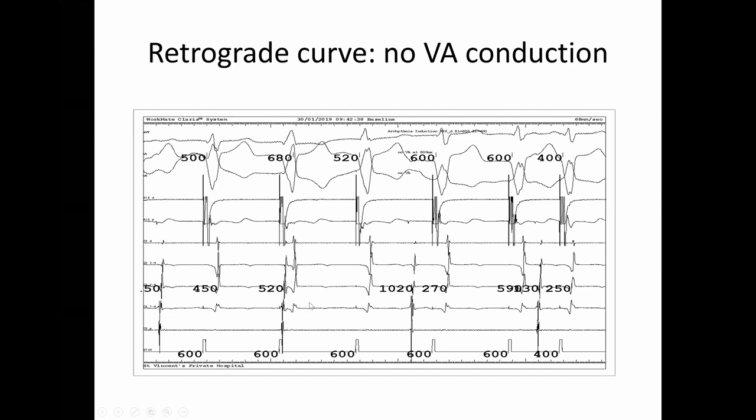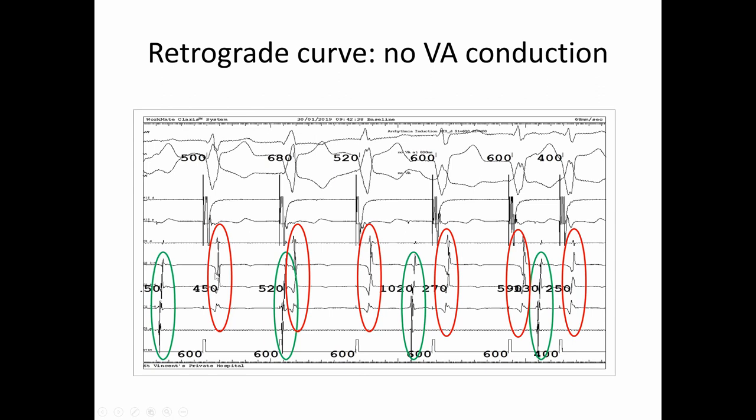This is where understanding the coronary sinus examples we were talking about before helps. I've highlighted the atrial activation in green, just marching along of its own accord, indifferent to the pacing rate of 600 milliseconds at which we're pacing the ventricle. The red sharp spikes are actually the ventricular signal on the coronary sinus lead, and clearly dissociated from the atrial rhythm.